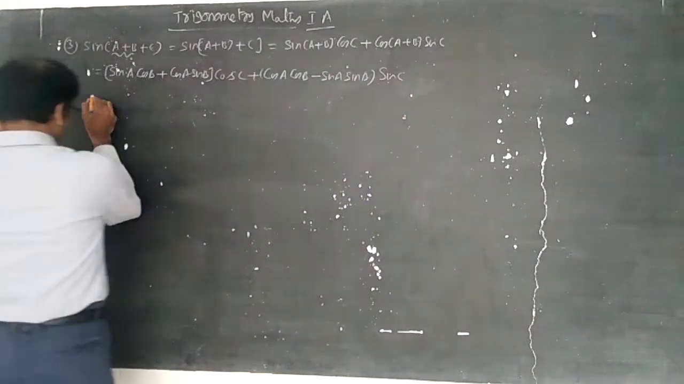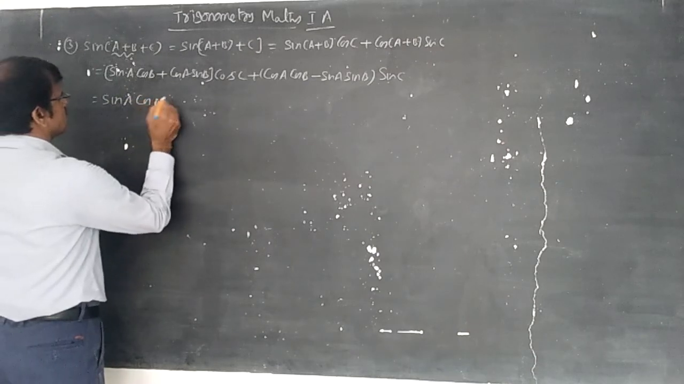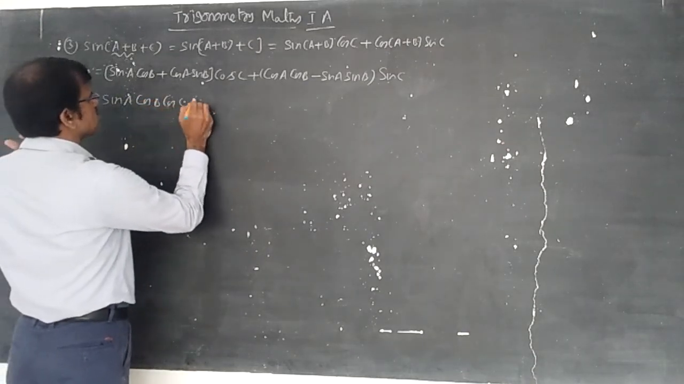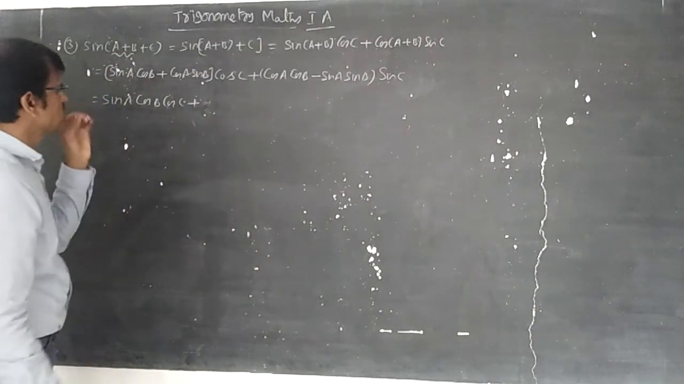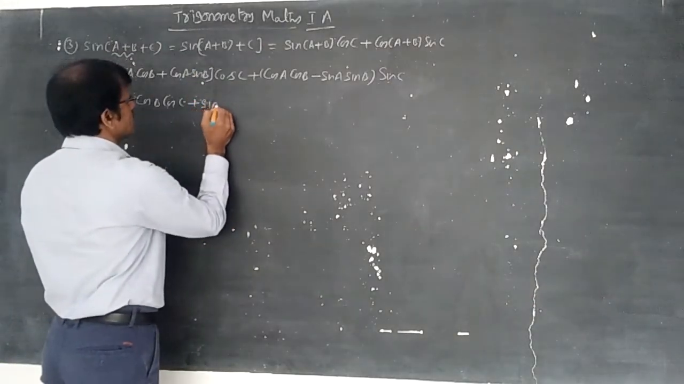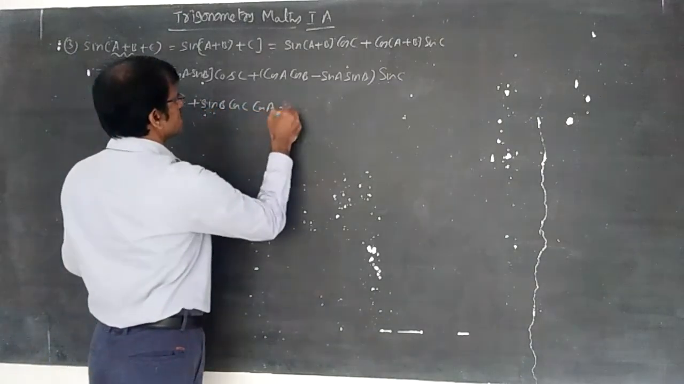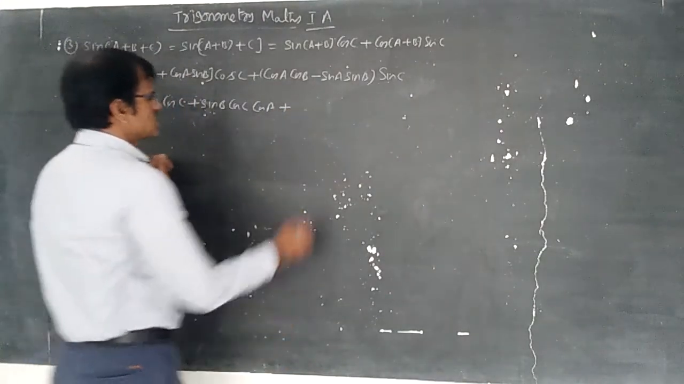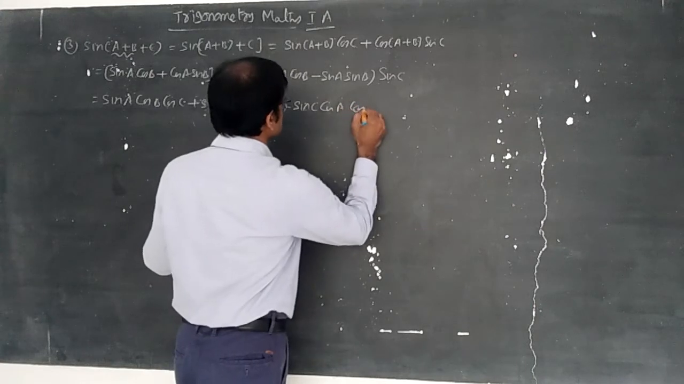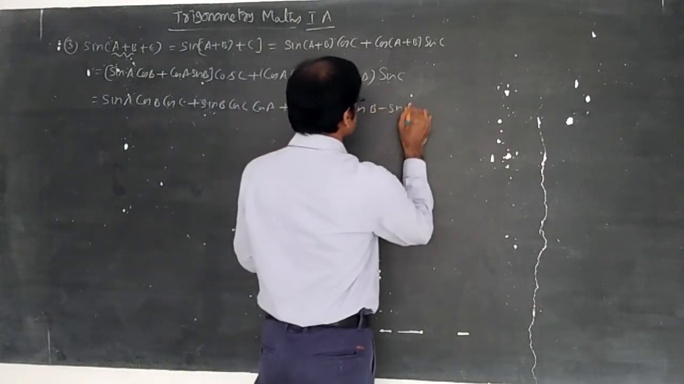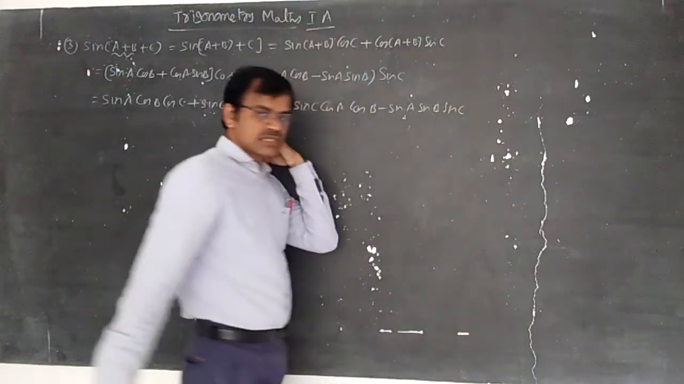that is equal to sin A cos B cos C, sin A cos B cos C plus, first I am writing sin A cos B cos C, next sin B cos C cos A. Try to understand why I am writing this. Next sin C cos A cos B minus sin A sin B sin C, sin A sin B sin C.